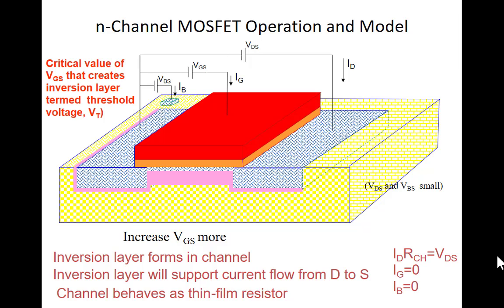The critical value of VGS that creates this inversion layer is called the threshold voltage. As long as the gate source voltage is less than the threshold voltage, you'll have a depletion region. But as soon as you exceed the threshold voltage, you've got this inversion layer there. Okay? So that's the critical parameter of the device, the threshold voltage of the transistor.